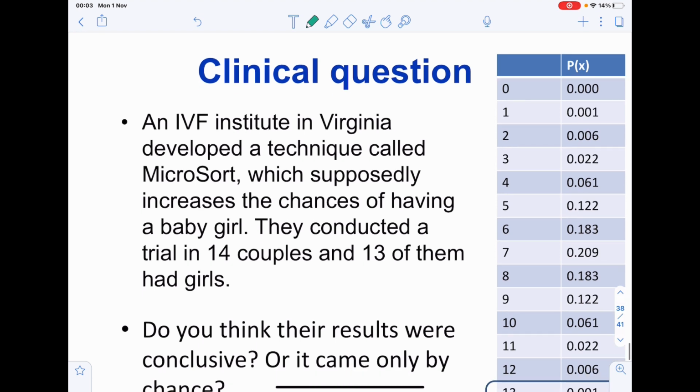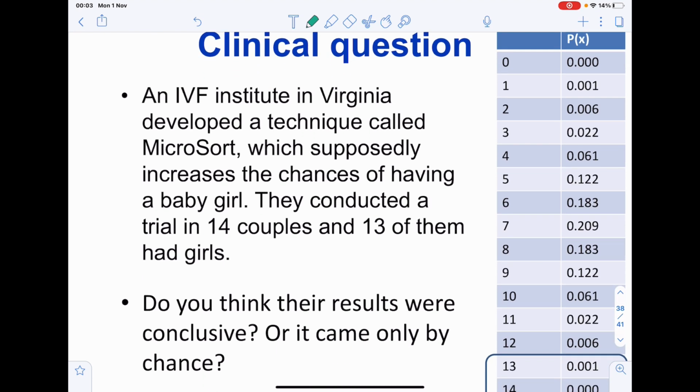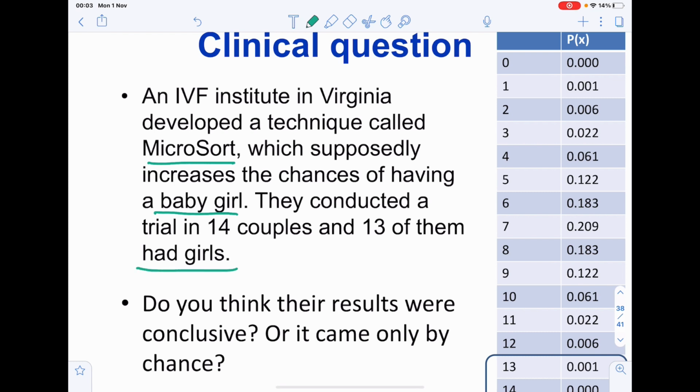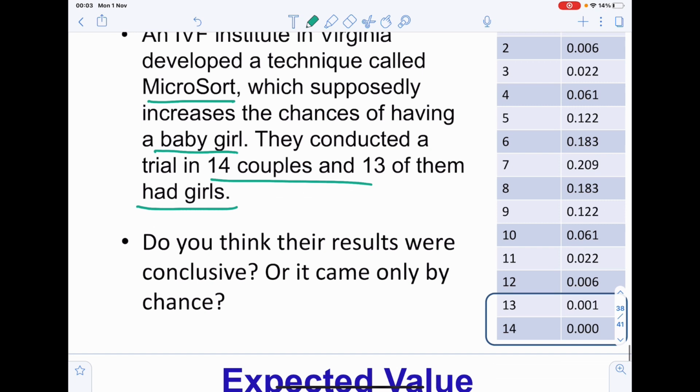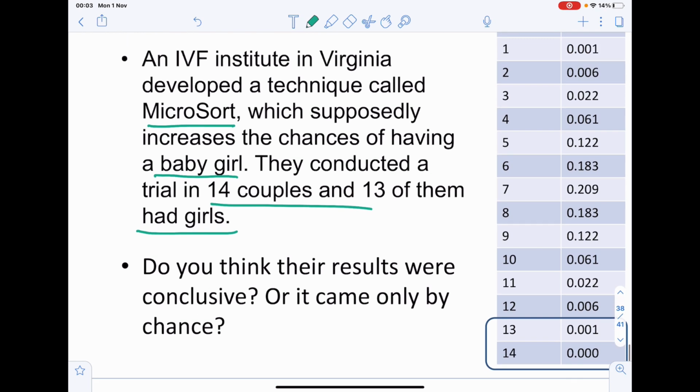Okay, here we have a critical question. The IBF Institute in Virginia developed a technique called microsort, which supposedly increases the chance of having a baby girl. So they conducted a trial on 14 couples and 13 of them had girls. So they observed that of the 14 couples they chose, 13 had girls. So the question here: do you think their results were conclusive or did they come only by chance?